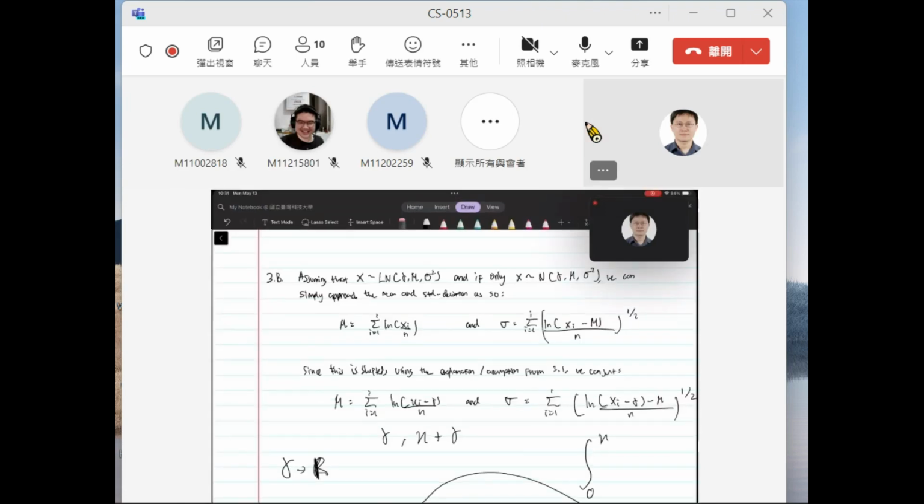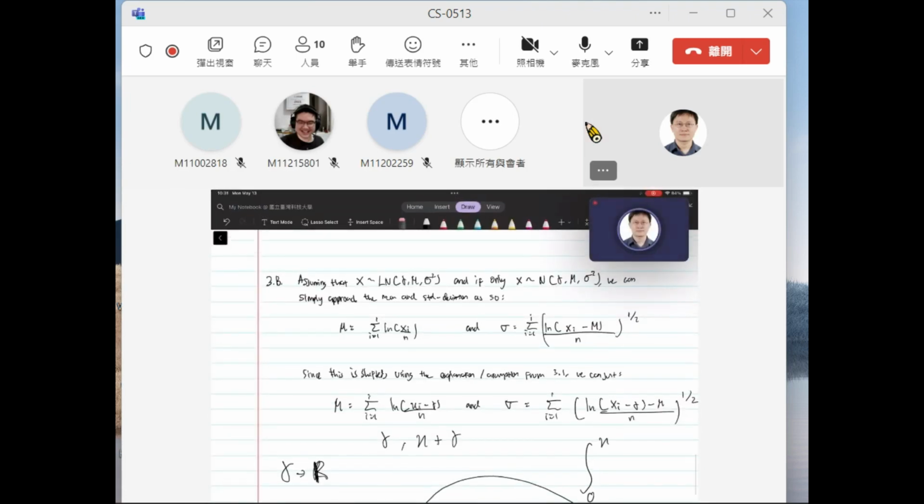Right, so today we're going to talk about the 3B solution. It's an iPad, so I can't really do much, but for the continuation of the 3A question, we want to show that on a fixed known value of gamma, the MLEs of mu and the standard deviation of the log normal distribution are like that. So why is it like that?